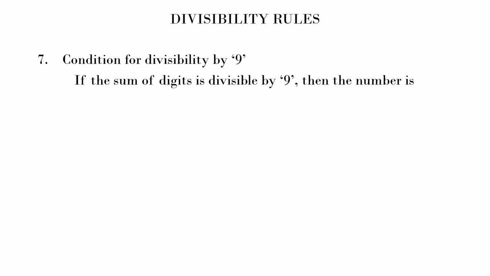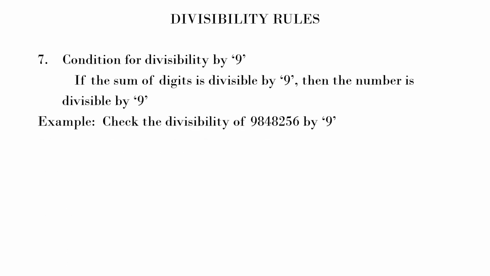Next, the condition for divisibility by 9. Just like 3, where we have taken the sum of digits and checked whether the sum of digits is divisible by 3 or not, in the same way for 9 also. To check whether a number is divisible by 9 or not, we have to add the digits. If the sum is divisible by 9, then the number is also divisible by 9.